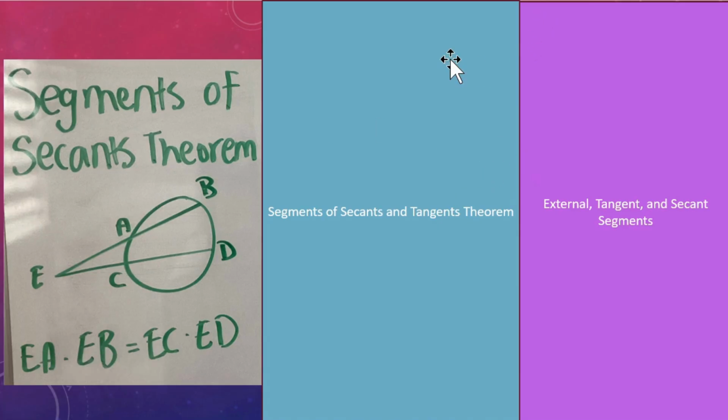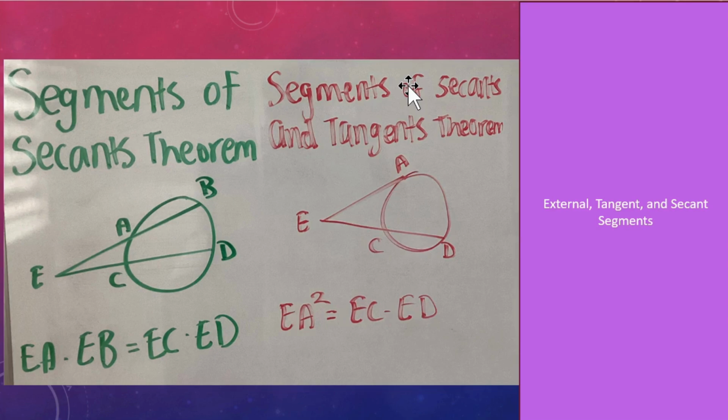So now we're going to go to the segments of secants and tangents theorem. In this theorem, there's one that's outside, and it just touches the circle at a point. That's EA. And then this one is the outer, and then our EC and CD. So if we take this outer one and square it, it's equal to EC times ED. Remember, this one's the full length again.